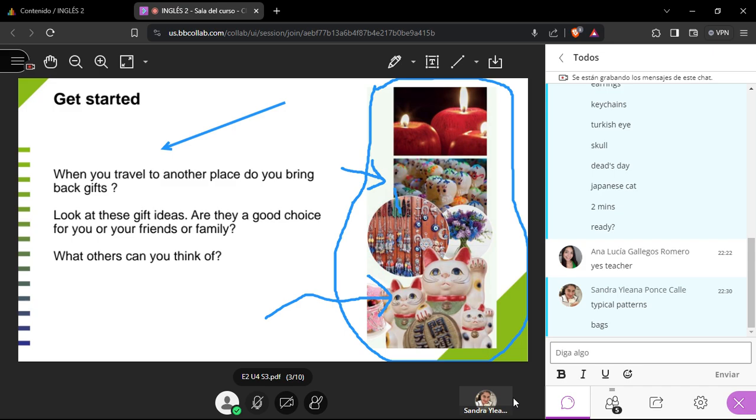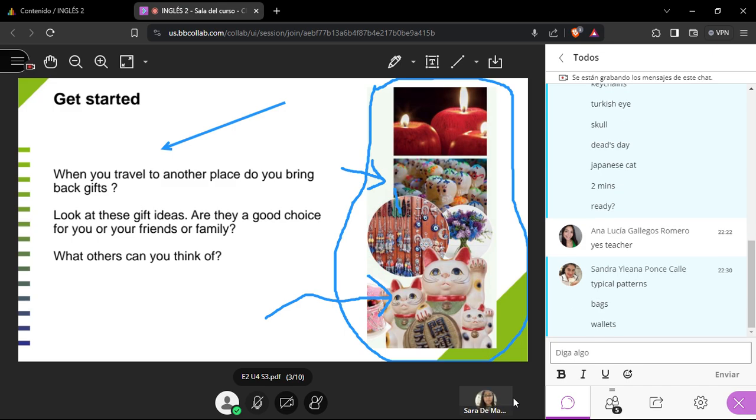Bags, right? Jewelry too. Bracelets, necklaces. It depends on the place, no? I think it depends on the place that you go.